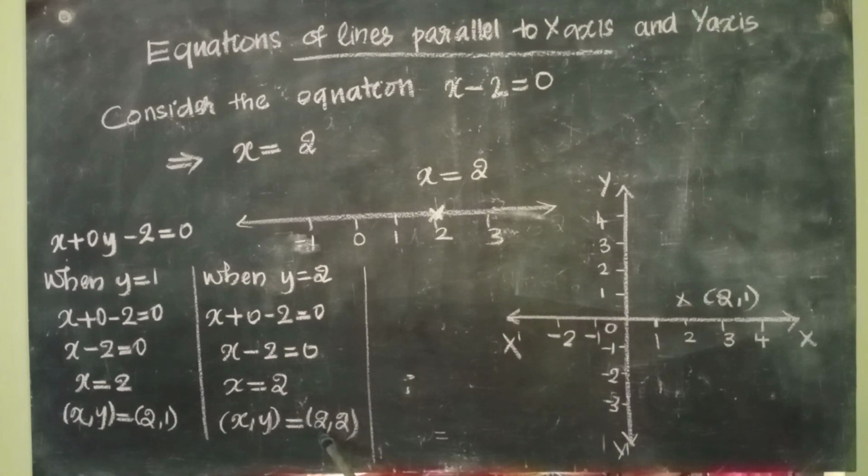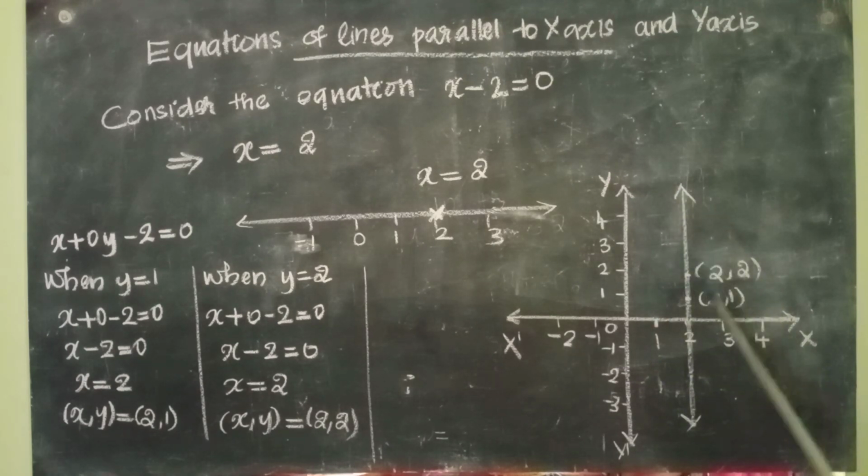The next point is (2, 2). X coordinate 2, y coordinate is also 2. X coordinate 2 is here, and y coordinate 2 means 2 units up. We can plot it here, (2, 2). So I plotted the point (2, 2) also here. Now we can join them. So we have drawn the straight line. We can see it is a straight line parallel to the y-axis.